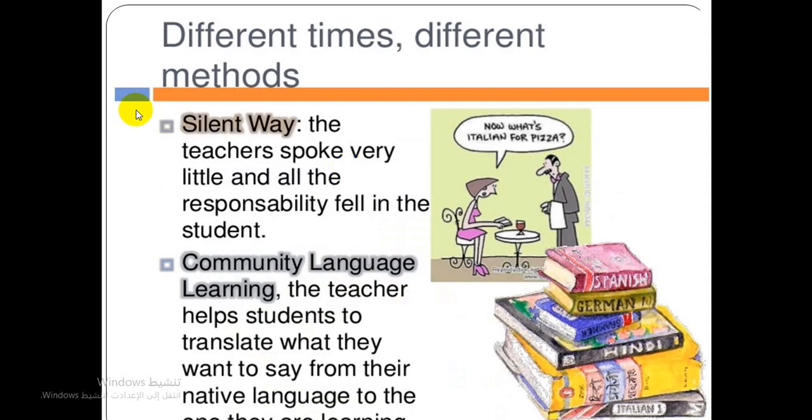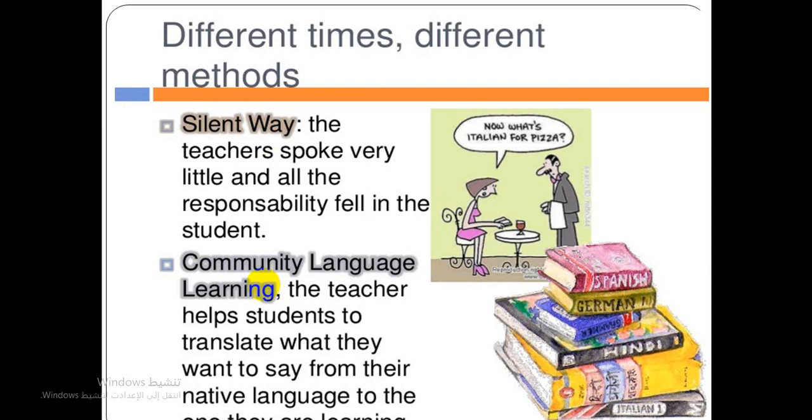Another method is the silent way, where teachers do little talking and the onus is put on the students. So this means that all the responsibility falls on the students. Another method is community language learning, where bilingual teachers help students to translate what they want to say from their first language into the language they are learning.